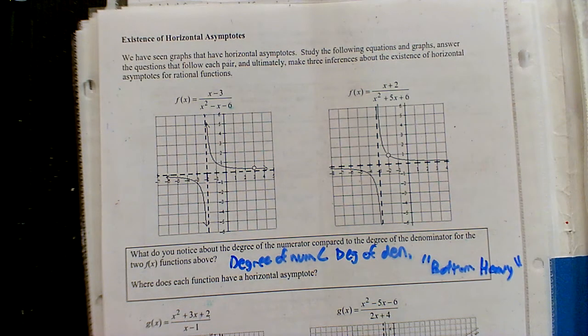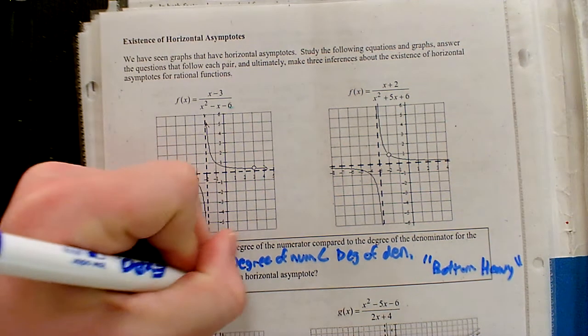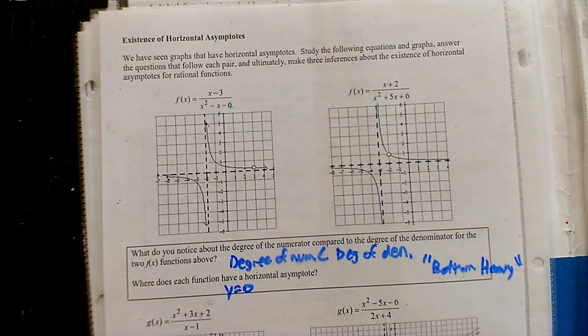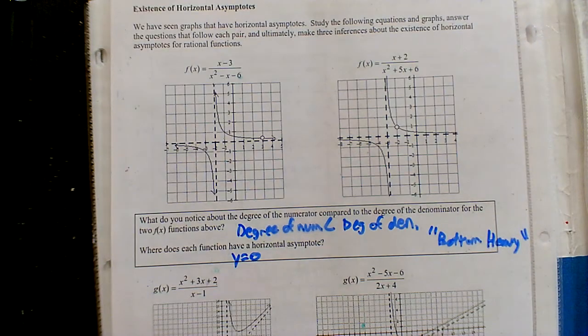Okay, so if the degree of the numerator is less than the degree of the denominator, just like Marie told us, bottom heavy, what do we notice about the horizontal asymptote? Where is it? Marie? Yeah, at y equals 0. That's where the horizontal asymptote will be, if it is bottom heavy.